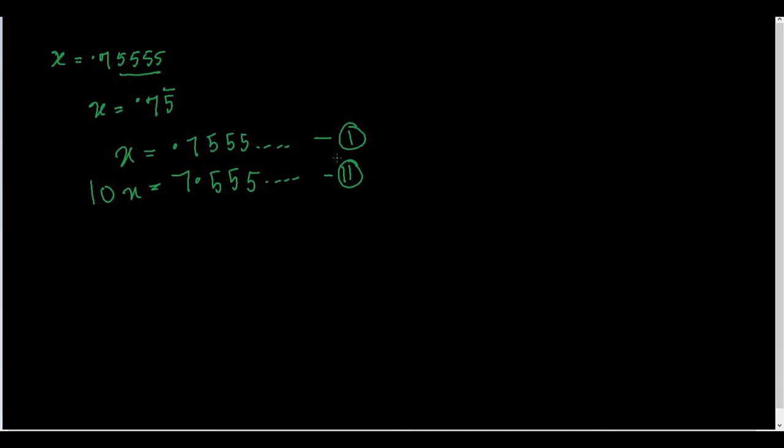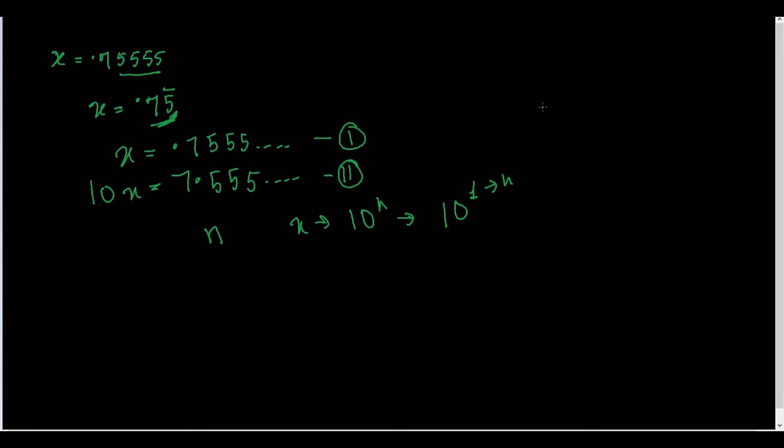So let's see why we are multiplying this by 10 and not by any other number. Here we can see that only one digit is recurring, that is 5, so there is a bar above only one digit. If you want to make a formula, suppose we know that n digits are recurring, then we have to multiply x by 10 to the power n. Since here only one digit is recurring, we multiply by 10 to the power 1, so n equals 1.